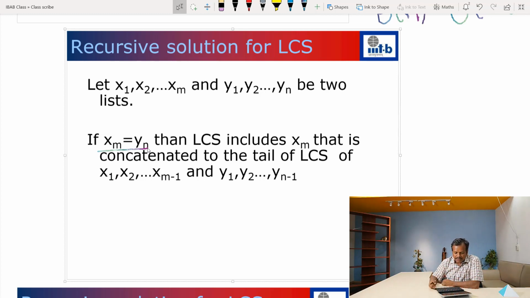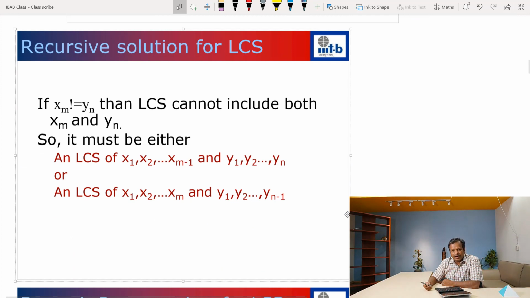But if the last characters in these two strings are not the same, then both of them cannot be included in the longest common subsequence of the given two strings. Okay, so only one of them, either x of m can be there in the longest common subsequence, or y of n can be there. It may happen that neither of them are there, but what cannot happen is that both are there because they are not the same.